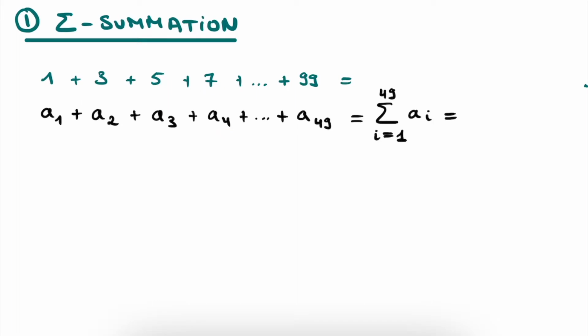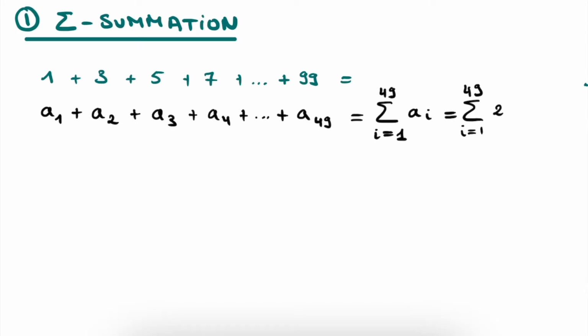And therefore, we can represent each term in this long series by multiplying the positional index by 2 and subtracting 1, and then adding all of these together. So we can rewrite this summation as the index starting again from 1 and ending at 49. And now this general A_i term can simply be replaced by the following.